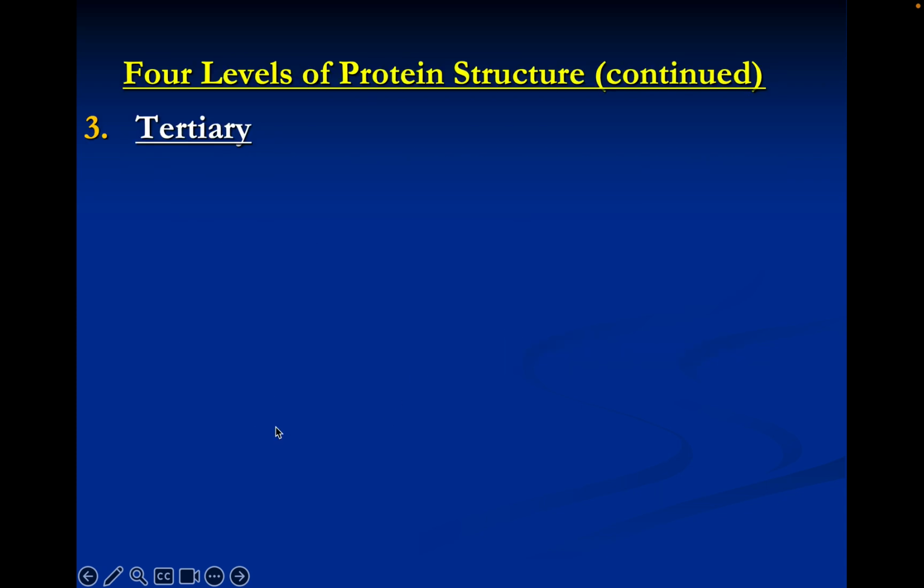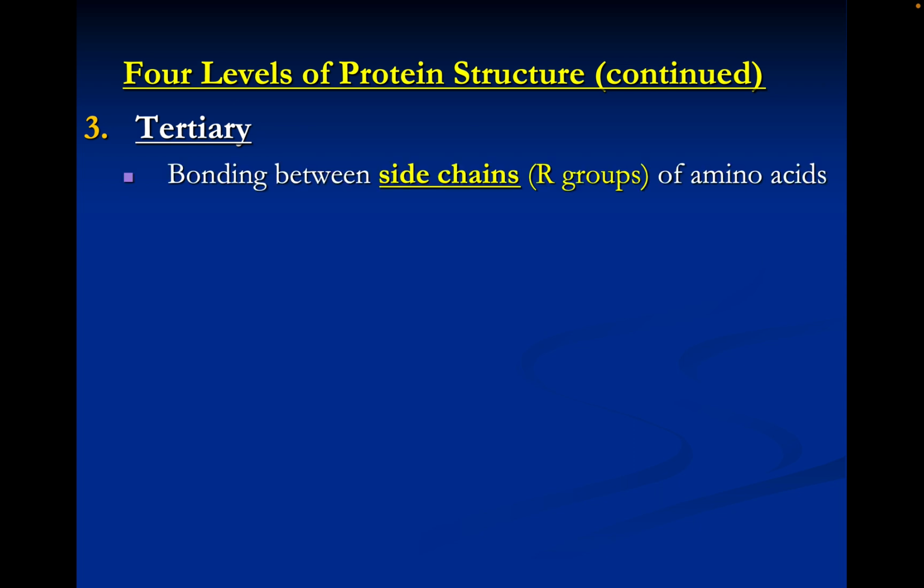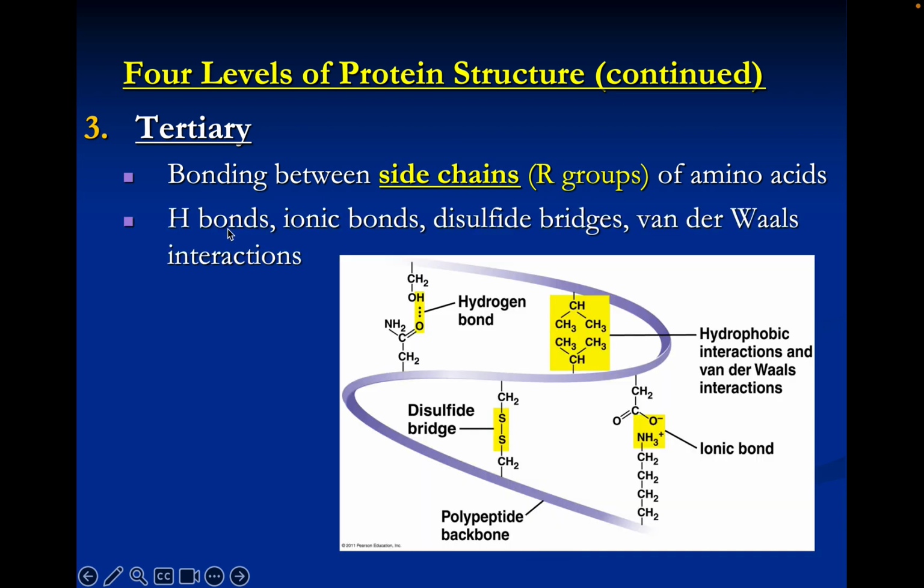All right. The third level, tertiary structure, is bonding between the side chains, or the R groups of amino acids. Hydrogen bonds, ionic bonds, disulfide bridges, and even van der Waals interactions produce this type of structure, tertiary structure. You don't need to stress about the different types of chemical bonds here. Just know that tertiary structure occurs when there's bonding that happens between the side chains.